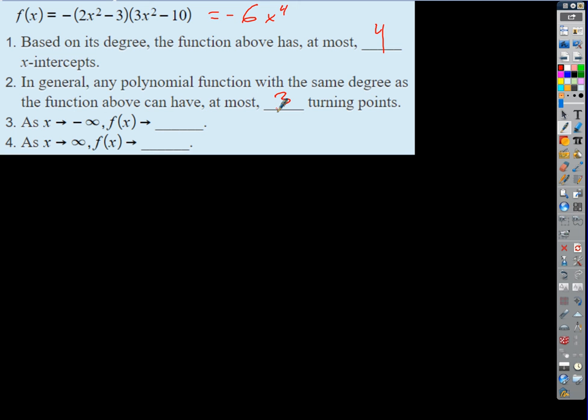As x approaches negative infinity, what's going to happen? Well, I'm going to get a negative number to an even power, which is positive, times negative. It's negative infinity, right? As I approach positive infinity, I'm going to get positive to the 4th, which is positive, times negative is negative. Okay? Make sense? Okay, go.